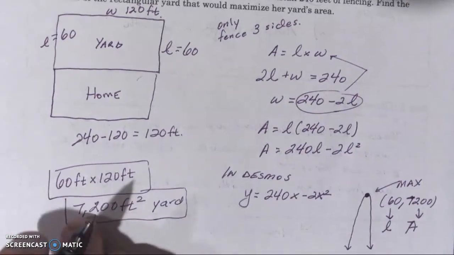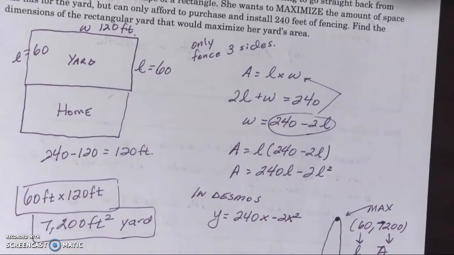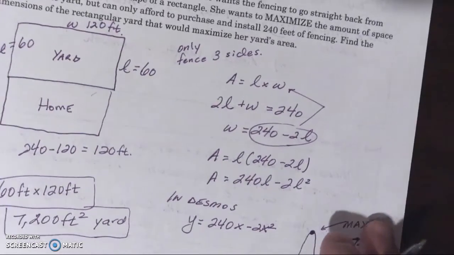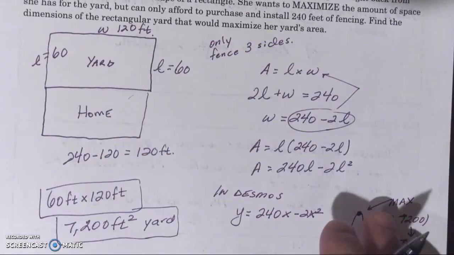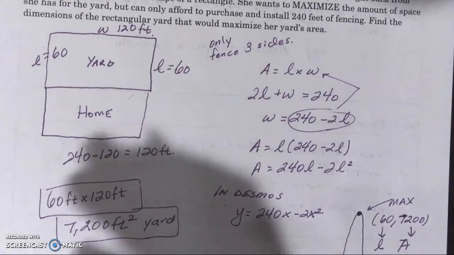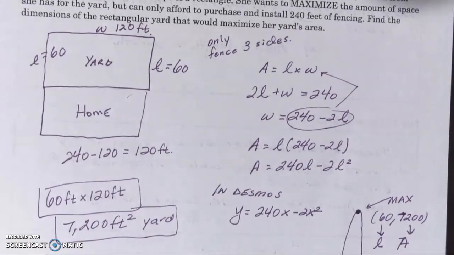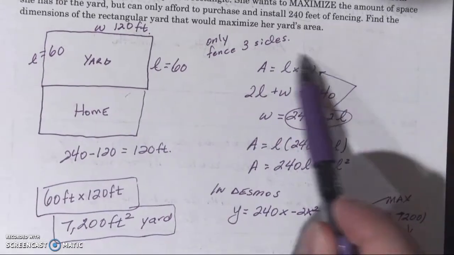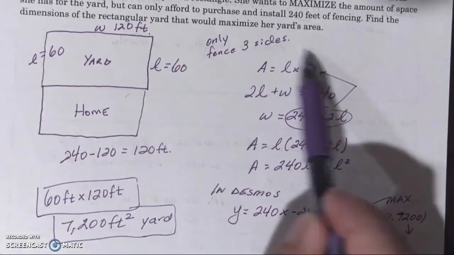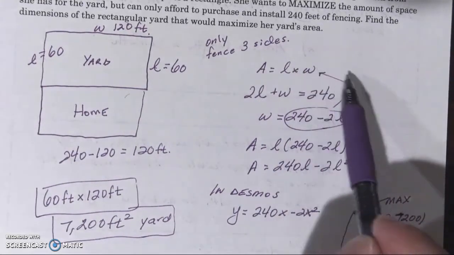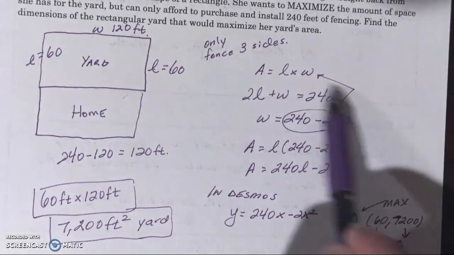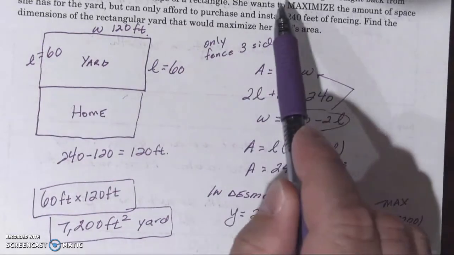Okay? And that is your first example of an optimization problem. Optimizing, we're usually maximizing or minimizing some variable. Okay, here we wanted to maximize the area of the yard. To do that, we used the information we were given to set up two equations. One basic equation knowing that area is length times width. One extra equation based on the information given.